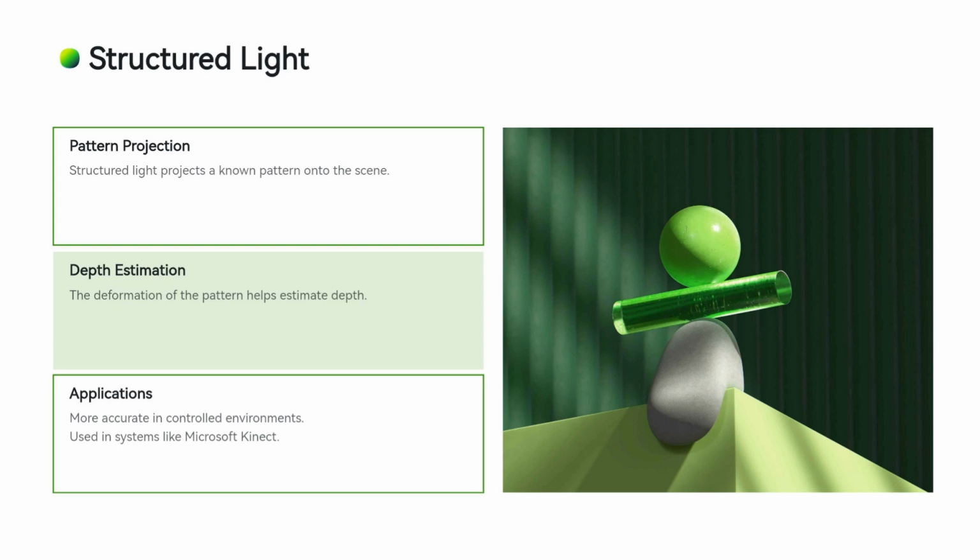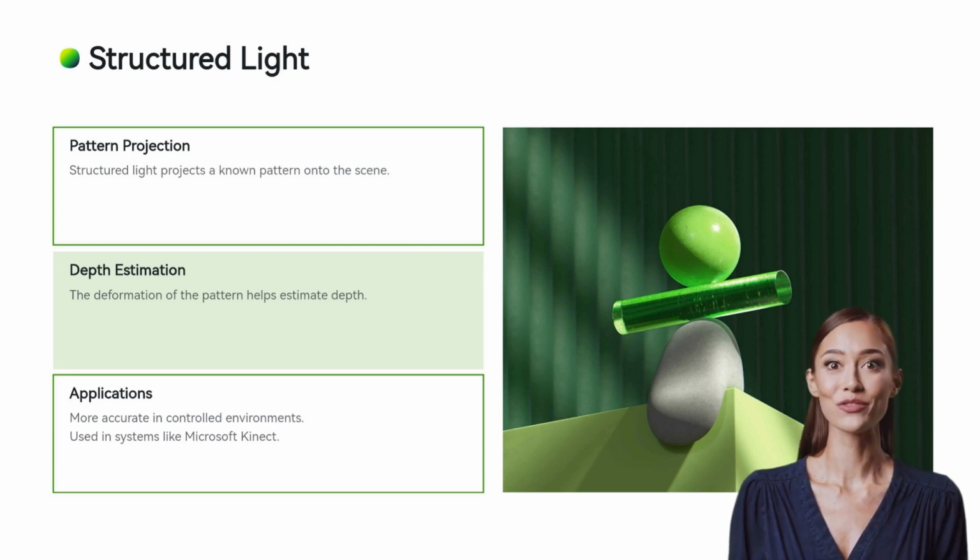Structured light systems, such as the Microsoft Kinect, use this technique to generate depth maps quickly. They are particularly accurate in controlled environments where lighting and the pattern projection can be carefully managed. However, structured light systems can struggle in outdoor or unstructured environments due to changes in lighting conditions or occlusions.